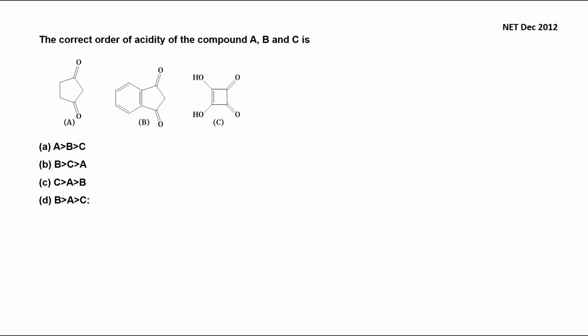Now, the correct order of acidity of the compounds A, B, C. The last compound is called squaric acid. The name itself says it is an acid, and its acidity is very high. It is basically a diprotic acid, and you can remove two hydrogens. Now if I remove only one hydrogen, you will see extended conjugation is possible. So this negative charge can be stabilized like this, and it is extended over this whole region, right?